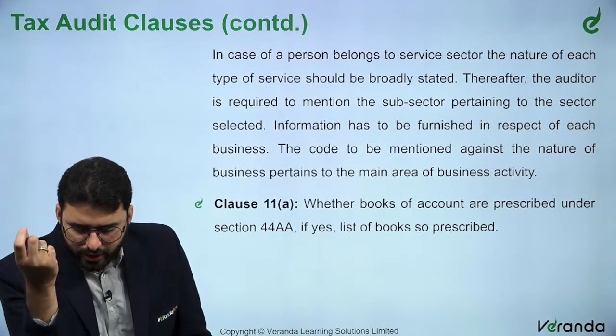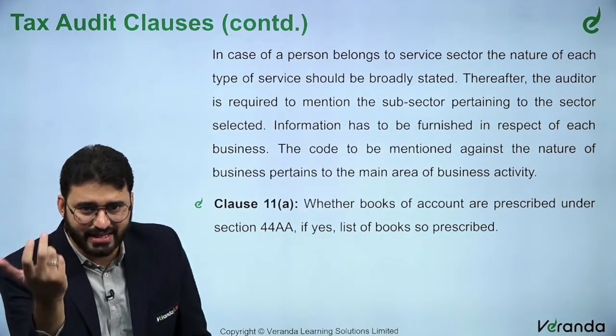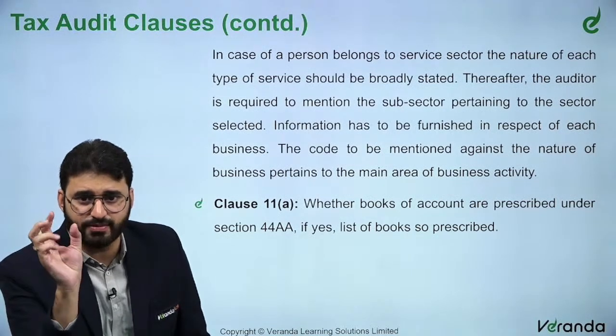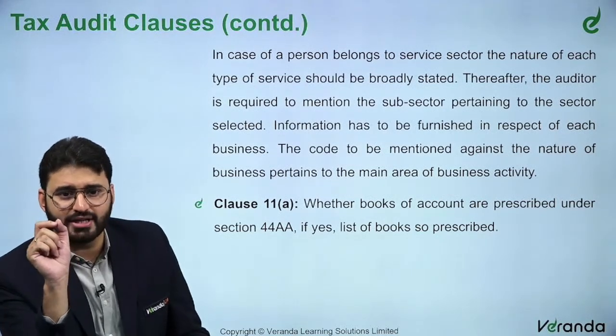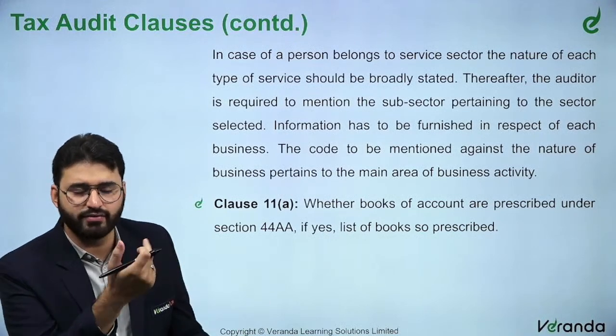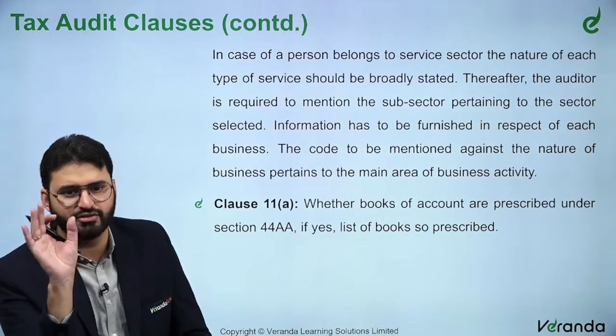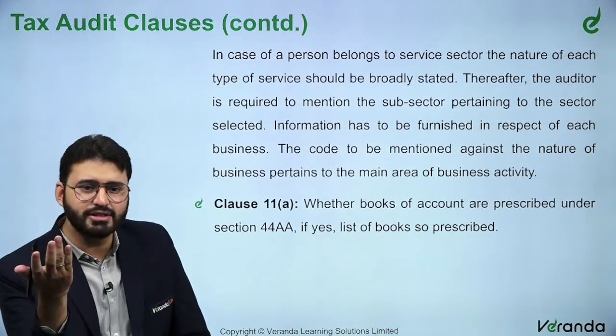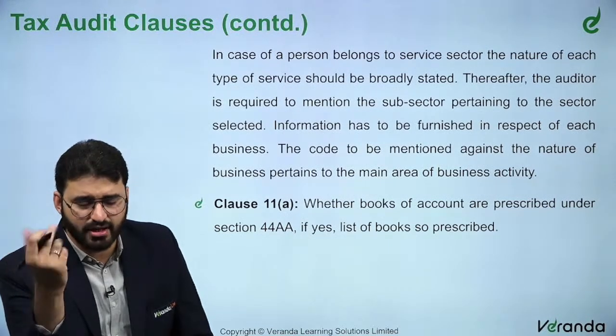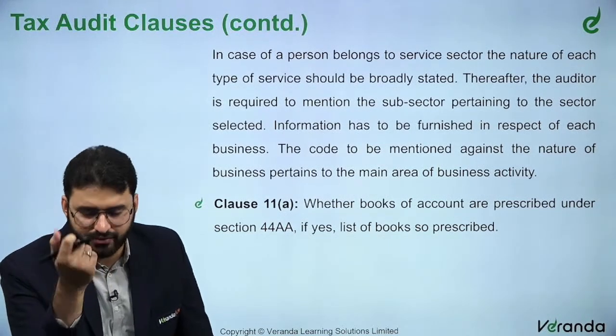Thereafter, the auditor is required to mention the subsector pertaining to the sector selected. Information has to be furnished in respect of each business. The code to be mentioned, again, the nature of business pertains to the main area of the business activity. So, you will have a drop down basis which you will have to fill. Okay. 10B is on change of business, that you have to separately fill.